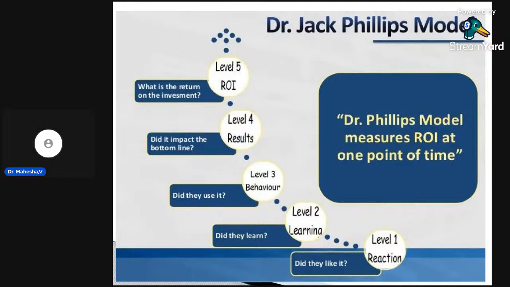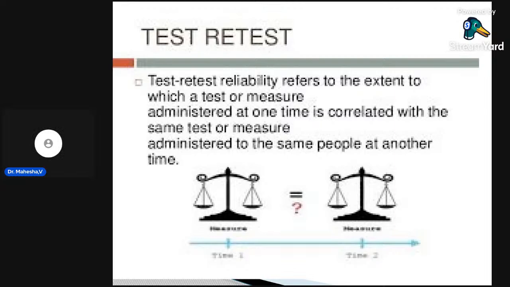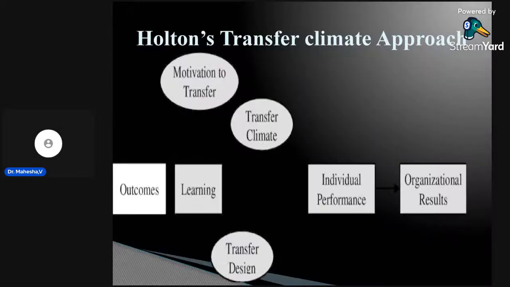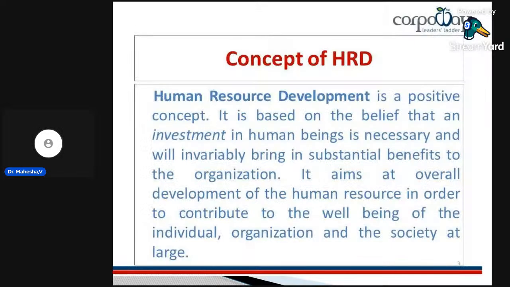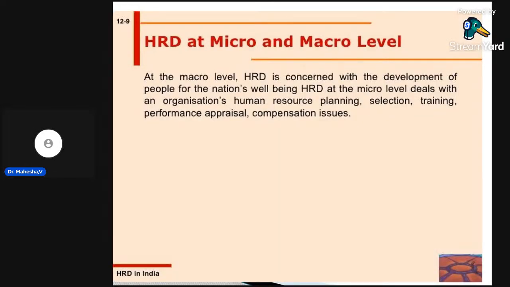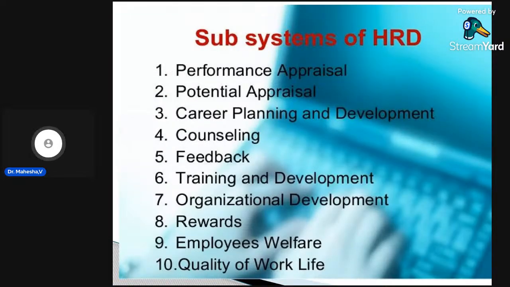And the fourth is results. Did it impact the bottom line? And return is, what is the return on investment? If the production improves, productivity improves, then they can say that is the return. Halton transfer climate approach, you have here, and in HRD, we have subsystems of HRD.